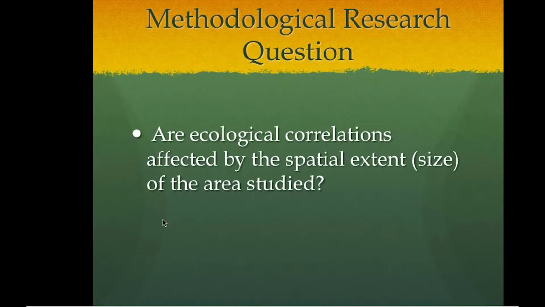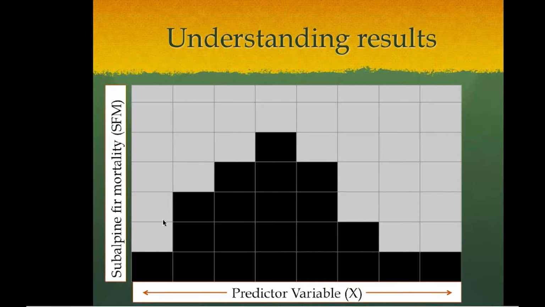So that brings us to our methodological research question. And like I've been mentioning, the nature of the aerial detection survey data. So are ecological correlations affected by the sample areas that we chose of the study, and does that change our ecological significance?